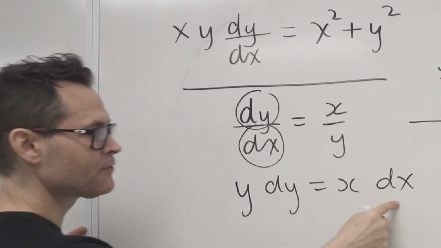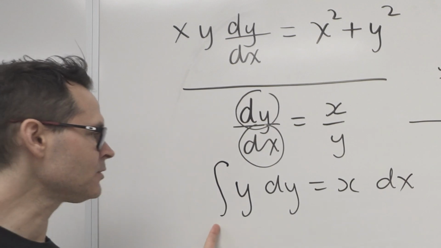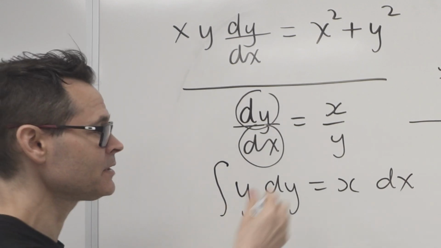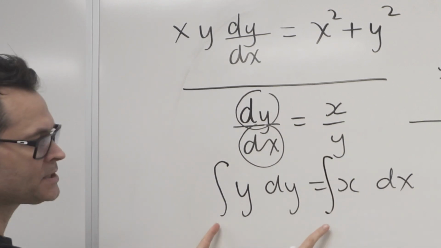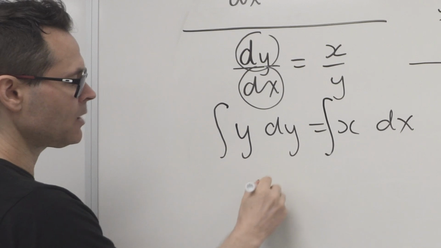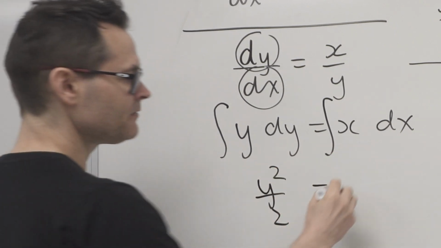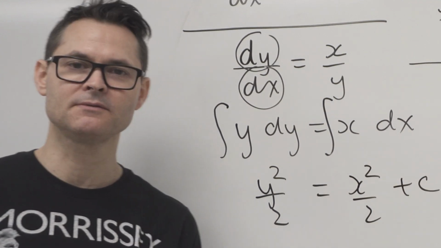Well, look at these little differential parts. They're just screaming for an integral. In fact, usually an integral and a differential want to be together. They're very attracted to each other. They're bookends. And so if I integrate both sides, I would get y squared over 2 on this side, and the integral of x is x squared over 2. And I have to introduce my constant of integration.